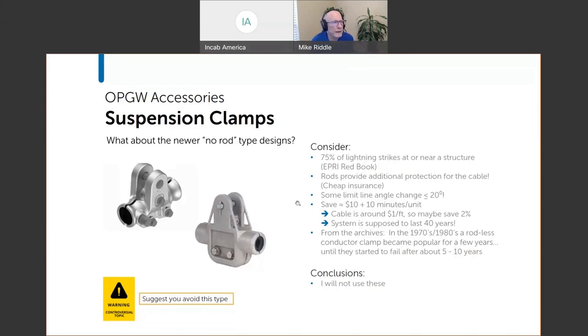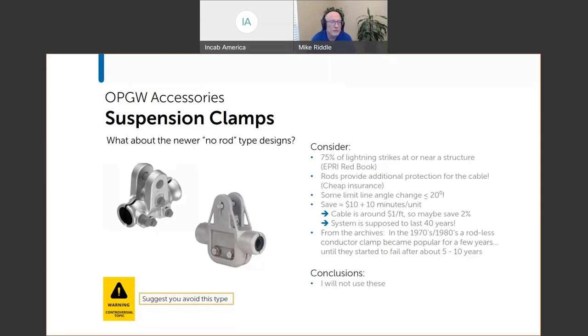In addition, with these type of clamps, some of them limit that horizontal line angle change to only 20 degrees instead of the standard 30 degrees for a standard suspension unit. That complicates your logistics because you buy these for angles up to 20 degrees, but then you need to buy a standard suspension unit for angles between 21 and 30 degrees, and then you got to do whatever you were going to do for angles larger than 30 degrees.